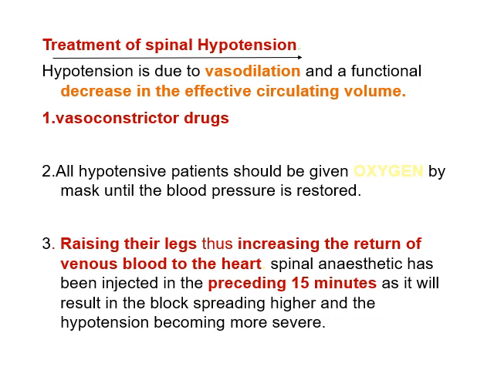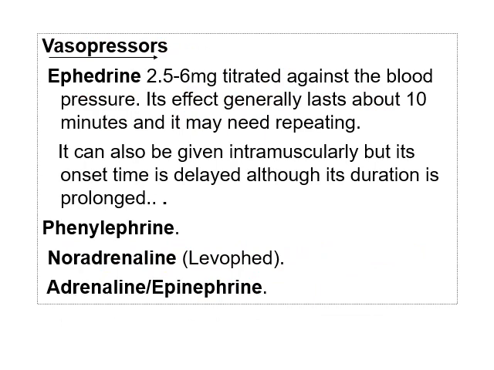Treatment of spinal hypotension. Hypotension in spinal anesthesia is due to vasodilation. As I said before, vasodilation leads to hypotension. This hypotension can be treated with vasoconstrictor drugs. Oxygen should be applied to the patient, raising the legs to increase the venous return, and the use of vasopressors like ephedrine, phenylephrine, and if the hypotension is profound, we can use noradrenaline or adrenaline.